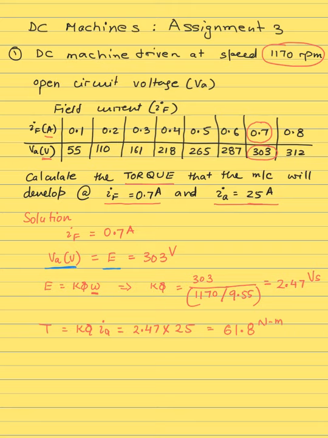In general, that is not true. When it's not an open circuit or no load condition, you're going to have a certain amount of armature current flowing, and under that situation VA, the terminal voltage, is not going to equal E, which is the induced armature voltage.